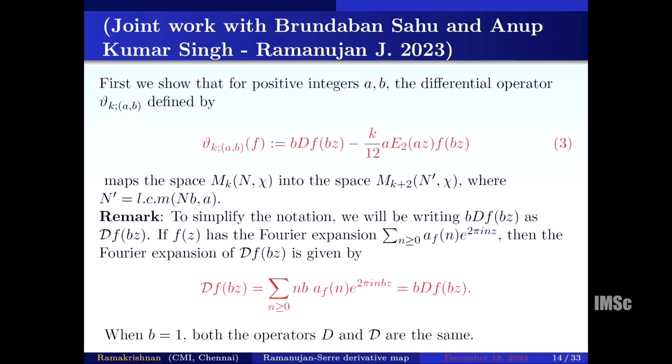Consider the differential operator theta_{k,A,B}, which is B times the derivative of f(Bz) minus k over 12A times E2(Az) times f(Bz). One can show that this takes a modular form of weight k to weight k plus 2 and level n', where n' is the LCM of n times B and A. To simplify the notation, we will write B times the derivative as a script D, and this gives a Fourier expansion. When B equals 1, both the script D and the normal D are the same.